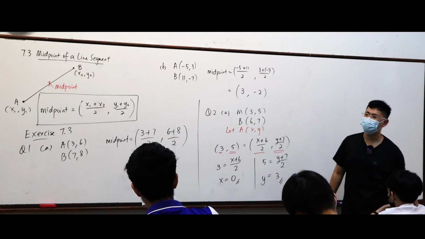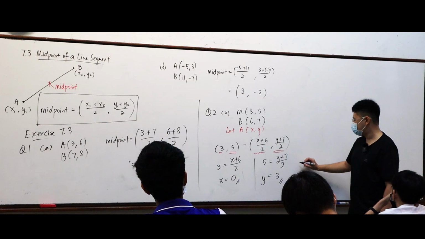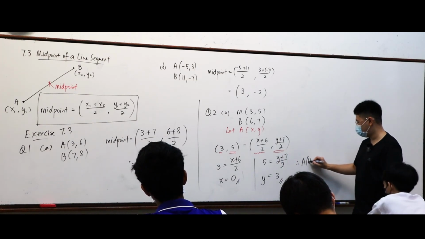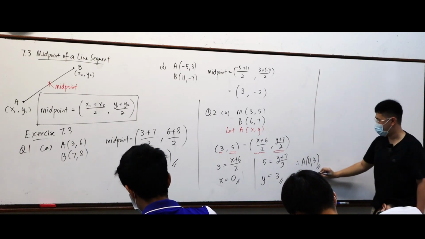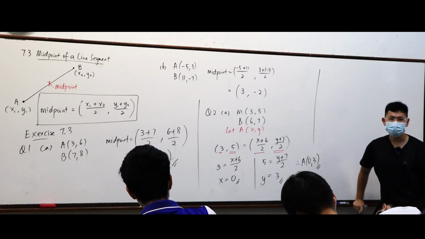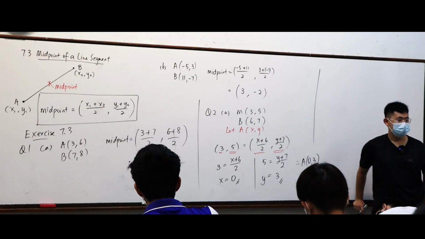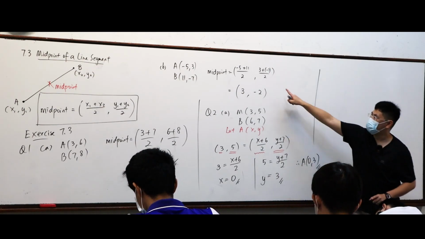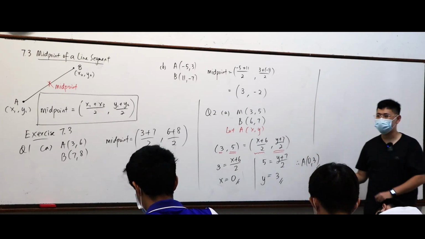And then, is that the final answer? We need to find the coordinates of A. So the final answer is A is (0, 3). So this is our final answer, after finding the coordinates. Any questions so far? All good? Clear? So this one, easy skill. A bit longer, but still easy.